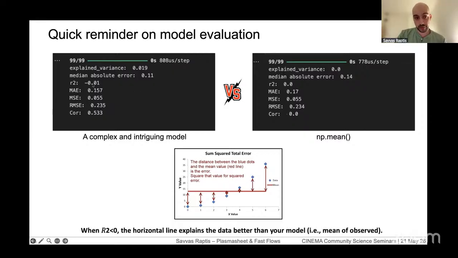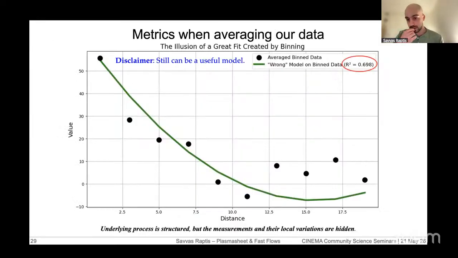For example, if you compare how this toy model I made on the left competes versus just an average value, you see that the rest of the metrics are almost the same. The mean absolute error is equivalent, and the R squared is essentially zero in both cases. That means that while certain models can be useful in terms of understanding the physics, in terms of predictive power they can be very limited. And this can be very easily achieved if we average our data.